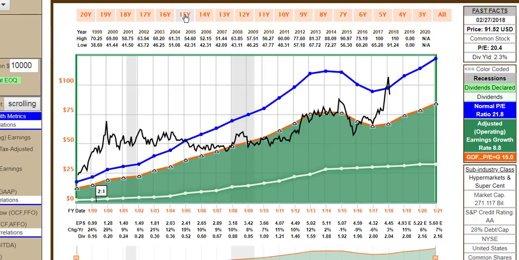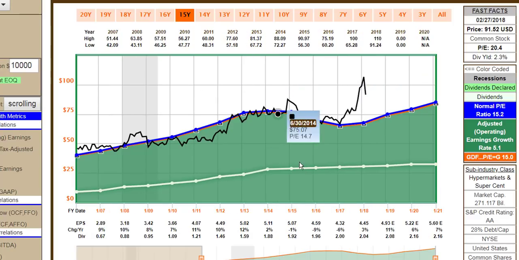Let's drop this to a 15-year graph and watch what happens to the blue line. The blue line and the orange line both end up almost superimposing on each other. So it becomes very clear from this iteration that a 15 PE ratio, at least from a historical basis, has been a very prudent or rational valuation level for Walmart shares.